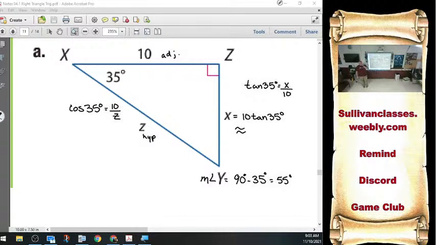So anyway, cosine of 35 is 10 over z, so I can say that z is, swap my extremes, 10 over cosine of 35, and then whatever decimal approximation it is. So that's how you're going to see me write. Honestly, I won't write this at all on an answer key. I'll just go straight to that because you should have been doing it for 3 years now.